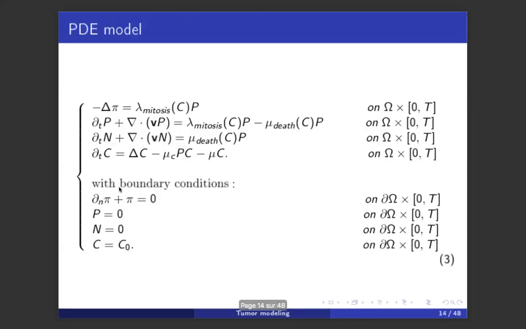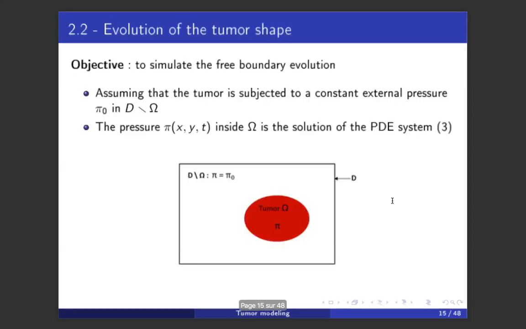Okay, but what we don't have is omega. Omega isn't a fixed domain. Omega evolves in time, and we have to compute the boundary of omega at each time. And then we have to simulate the evolution of the free boundary.